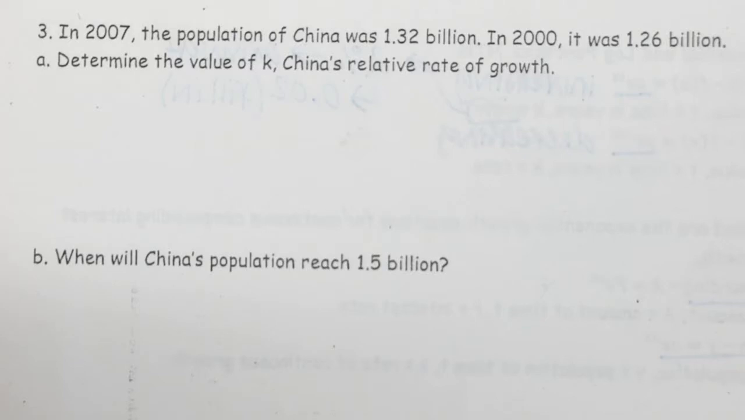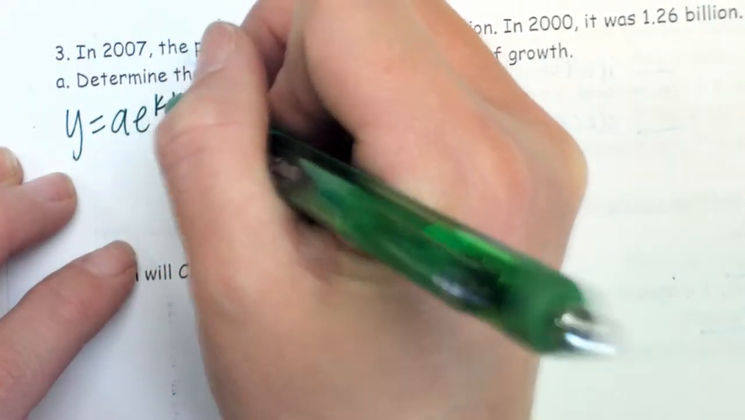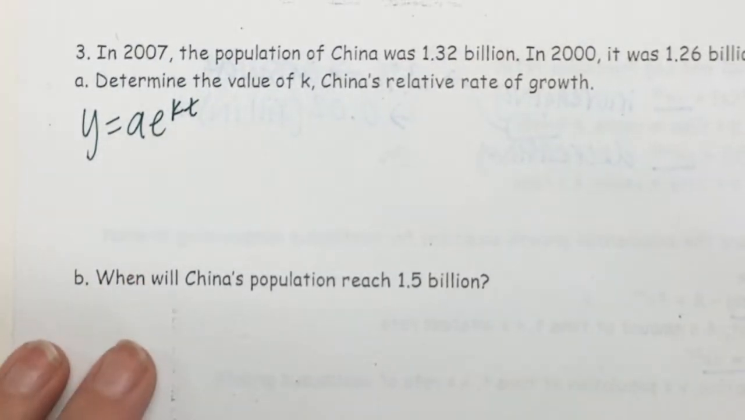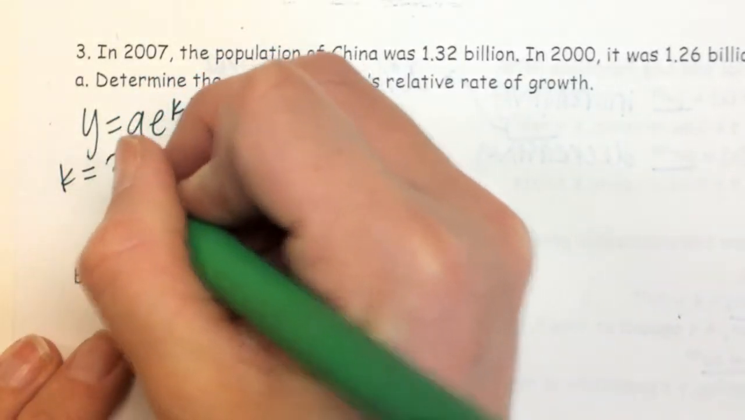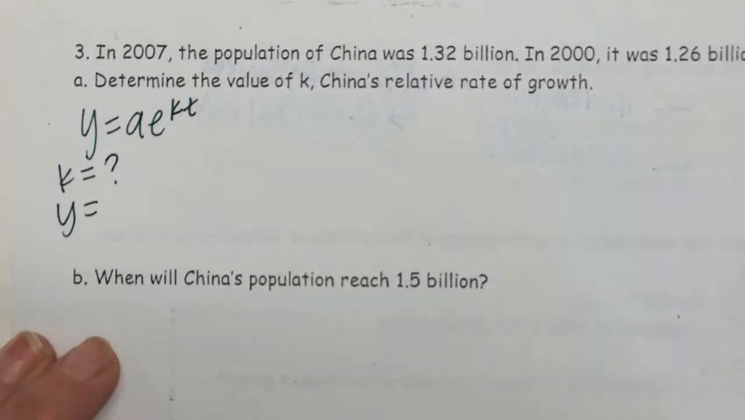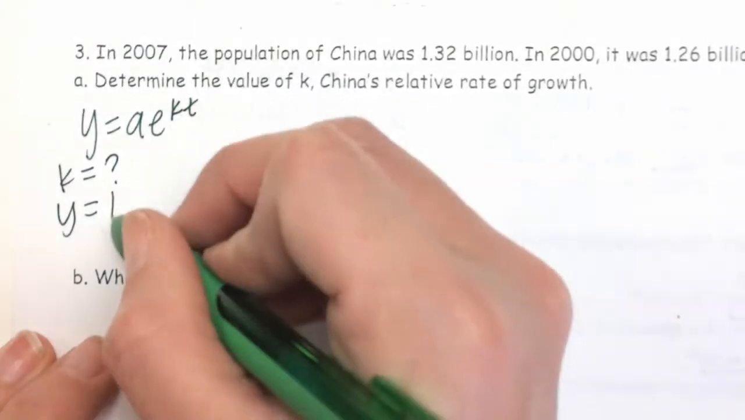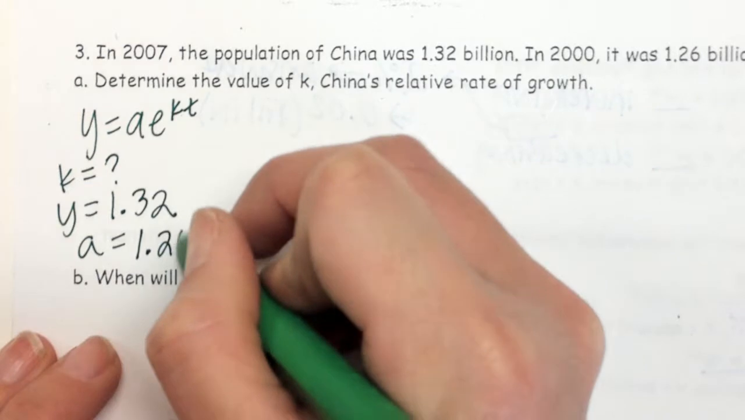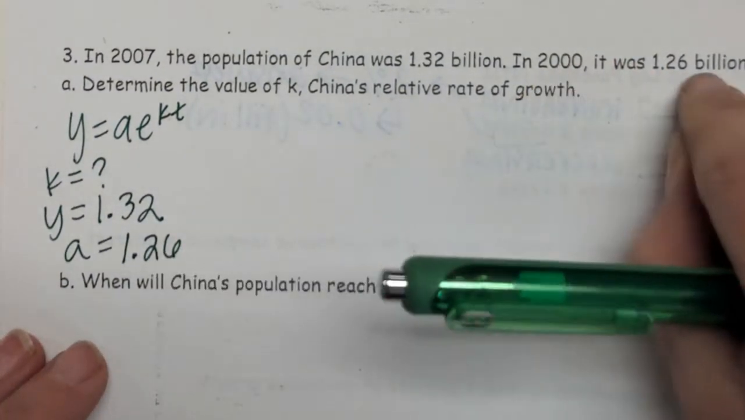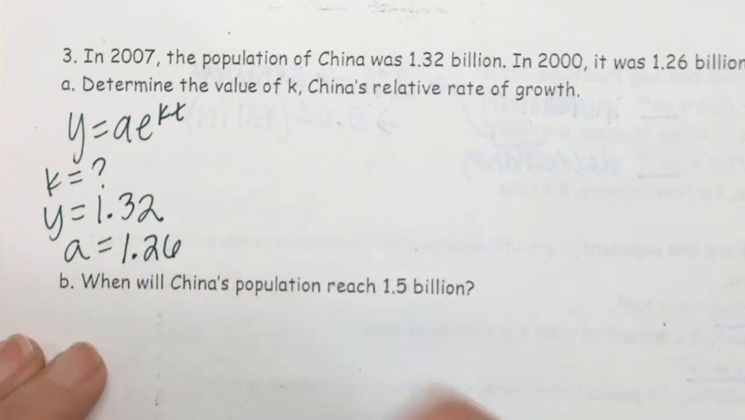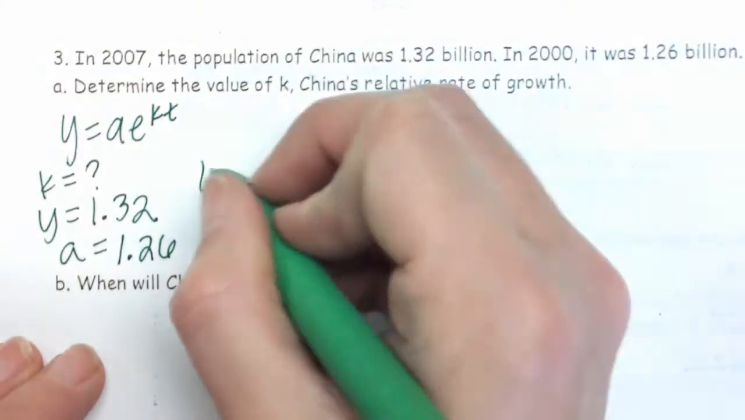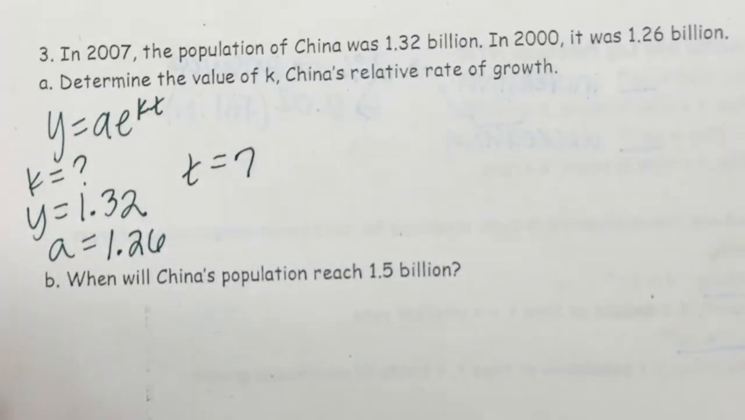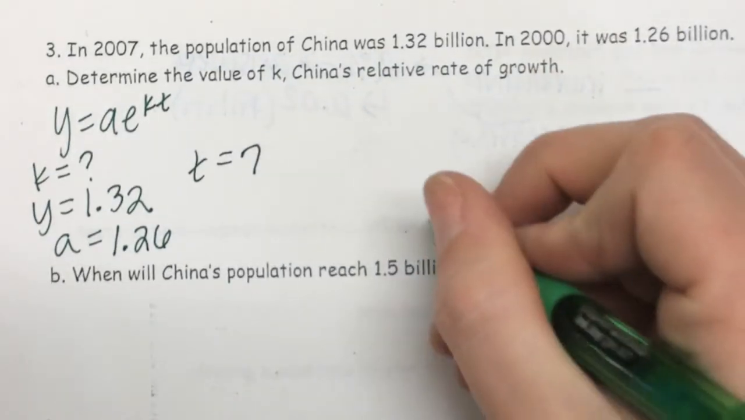Alright, they don't give us a formula, so let's look on the front. Which formula are we going to use? Yes, so y equals a e to the kt. Which one are we solving for? So I'm going to put k equals question mark. So what is y? Let's start with that. Very good. What is a? Good, that's what we started with. How do we know we started with it? Because it was in 2000. So first one is a, because it's initial. Alright, what is t in this one? Very good. Go ahead and find k on your own. And remember, k is a percent.